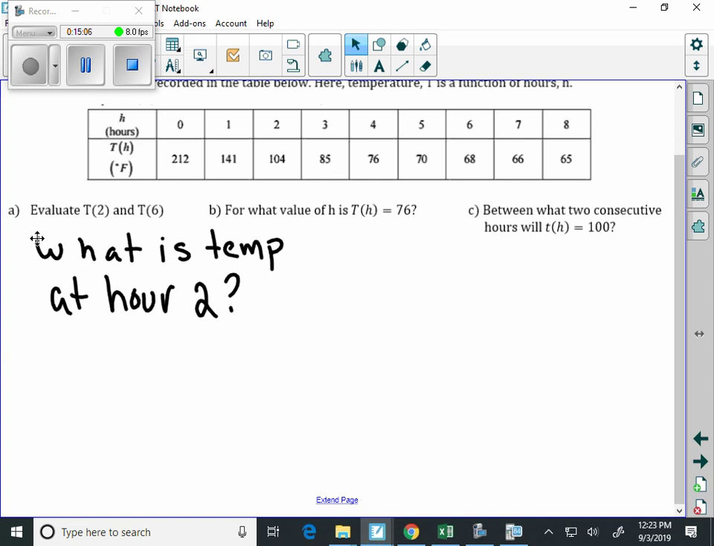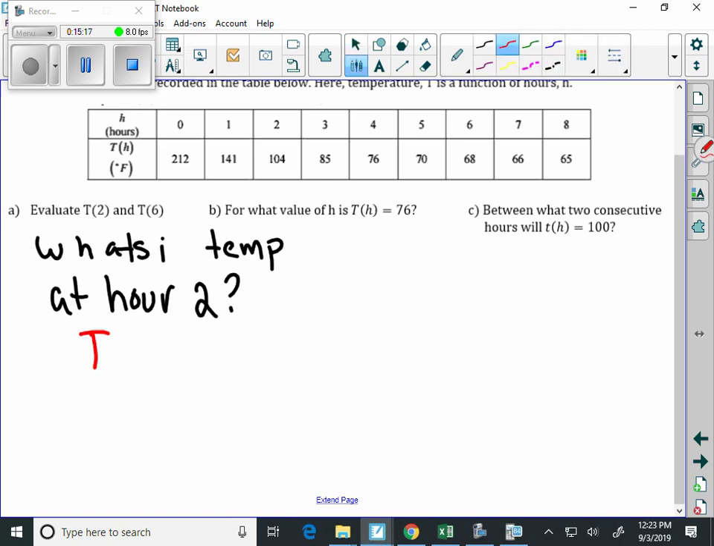Well, at hour 2, everything that I wanted was here. That's going to give us our T of 2. We look up at the chart, the top column here of 2, and what we see below it gives us 104 degrees.